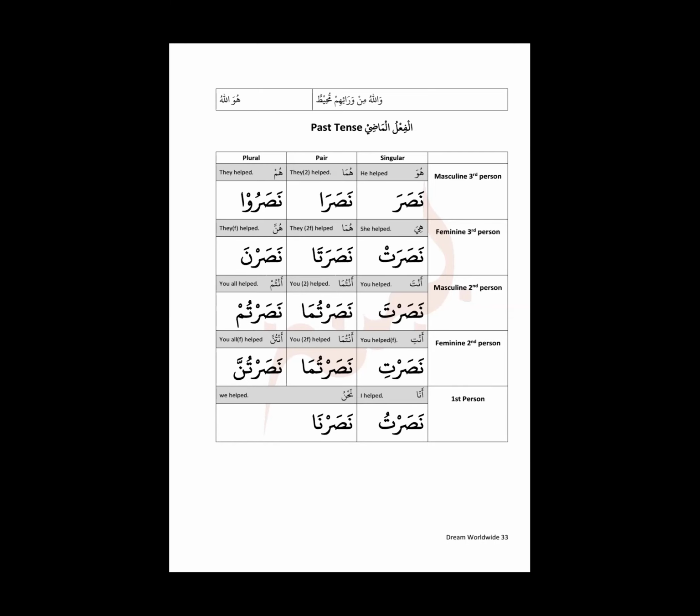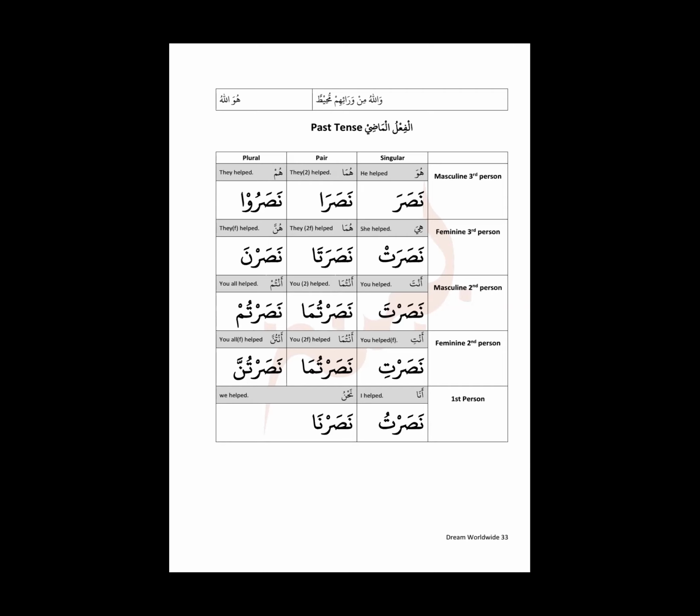So then we know that in nasarna, the noon is called noon niswa, the noon of feminine. And it is a very, very important and very, very powerful noon. It does not get dropped. In past tenses, we don't drop it. In present tenses even, where we'll do the light and lightest, this noon does not drop.